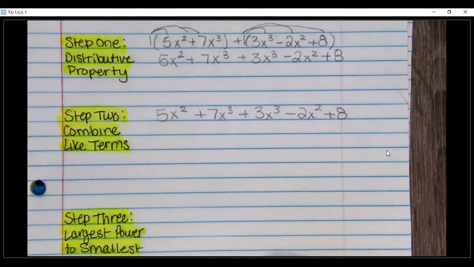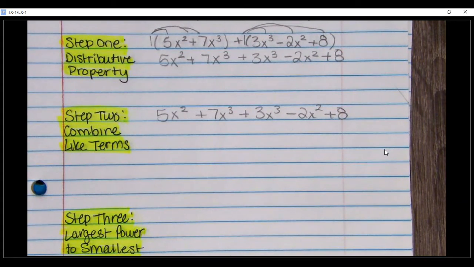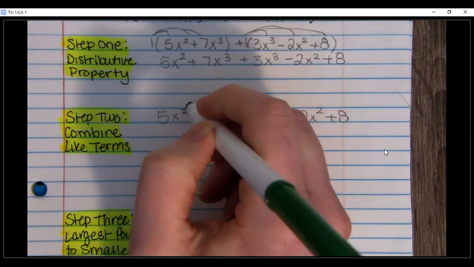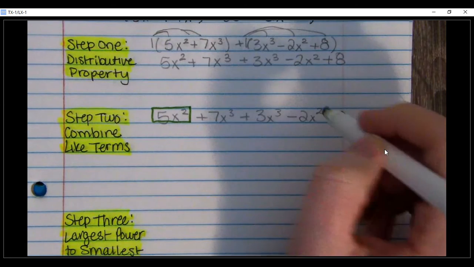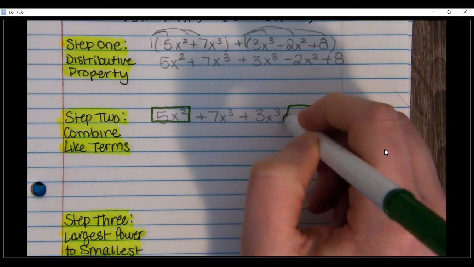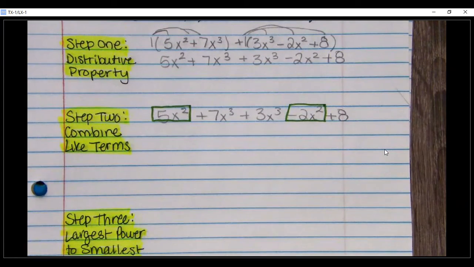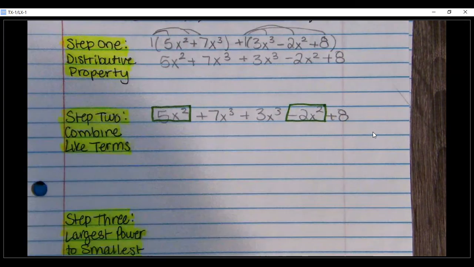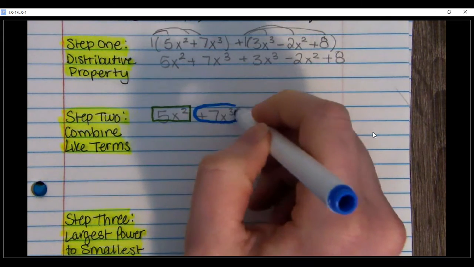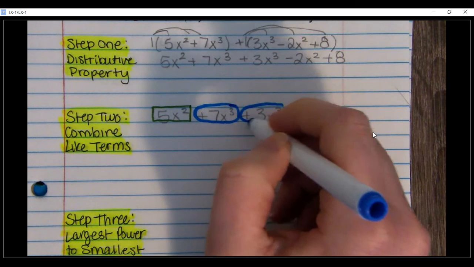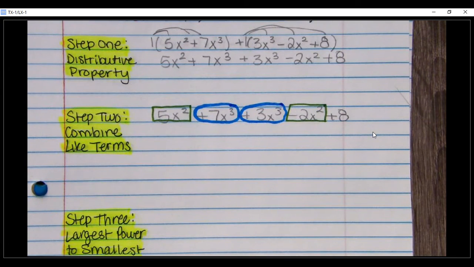We have our equation. I want to make sure that I'm looking at the powers and the variables. Right here, I have a positive 5x squared, and that can be combined with my negative 2x squared. Notice how I'm putting the box to include the sign in front. That is super important. Then I also have a positive 7x cubed and a positive 3x cubed. Again, that's super important to include the sign in front.